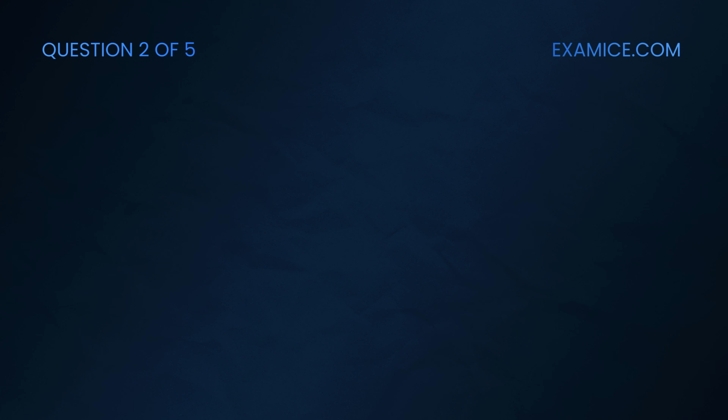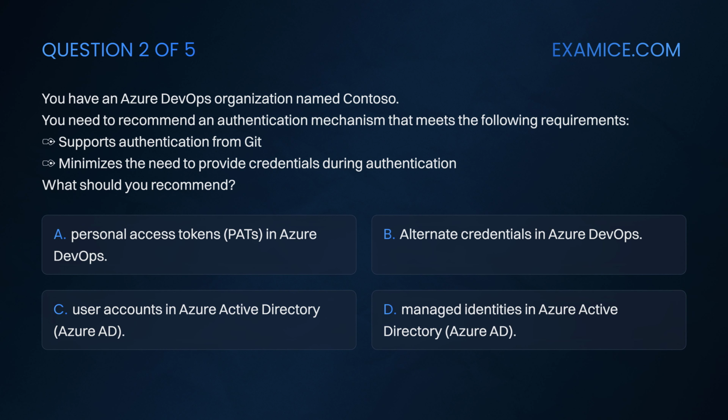Question 2. You have an Azure DevOps organization named Contoso. You need to recommend an authentication mechanism that meets the following requirements. Supports authentication from Git. Minimizes the need to provide credentials during authentication. What should you recommend?